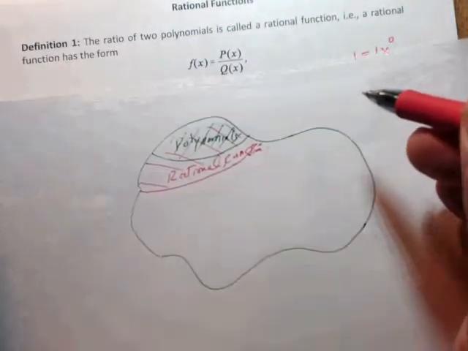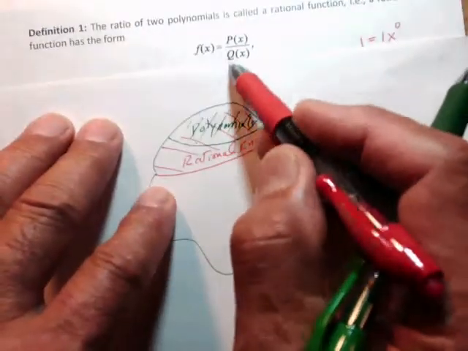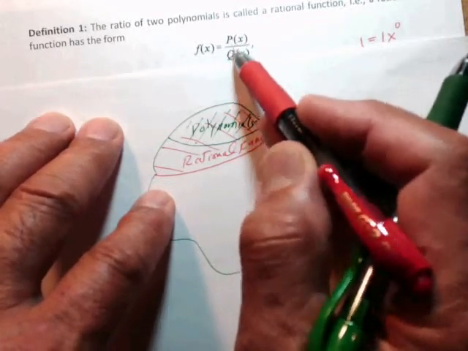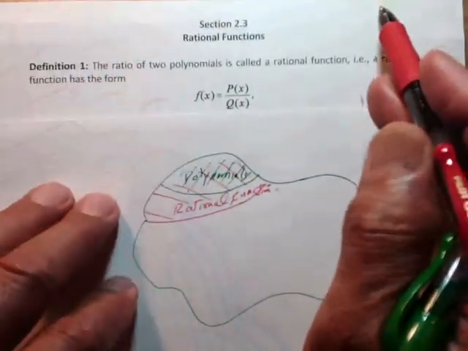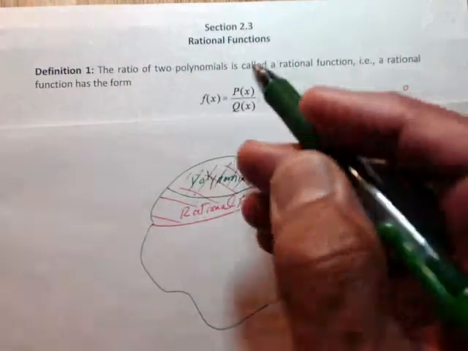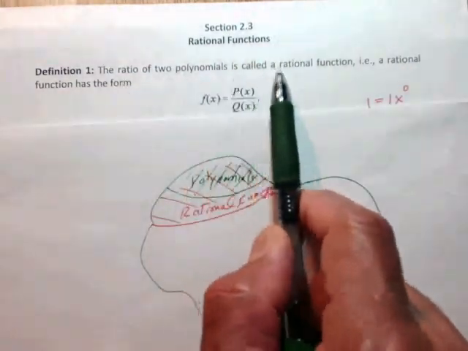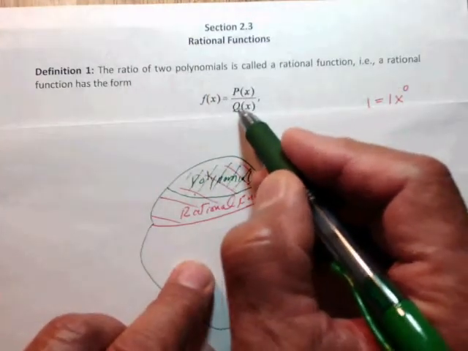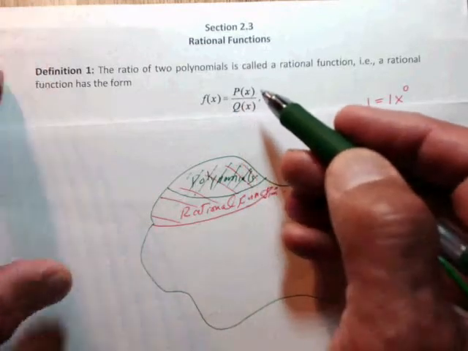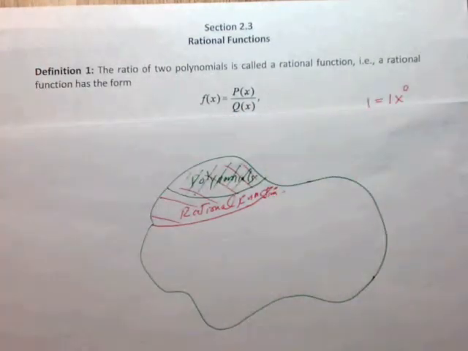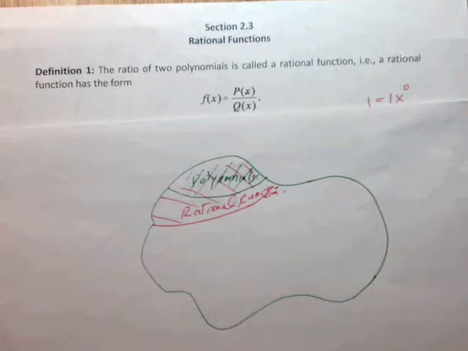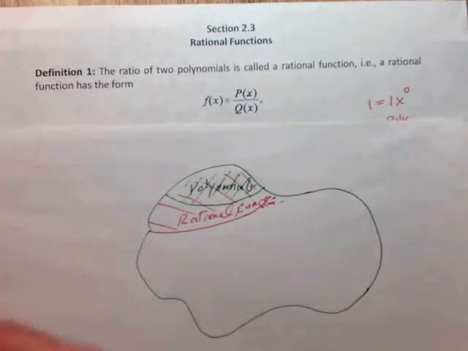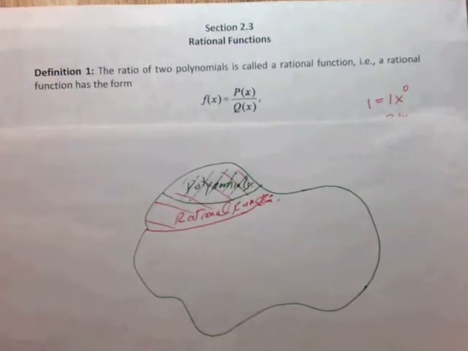So what we have is this. If you take two polynomials and divide them, write them like a ratio, like a fraction, then the result is called a rational function. The ratio of two polynomials is called a rational function. This is one polynomial p of x, this is another polynomial q of x. Very simple. Because we already know what polynomials are, just find the ratio of them to get a rational function. Because we have all kinds of polynomials, we get all kinds of rational functions.